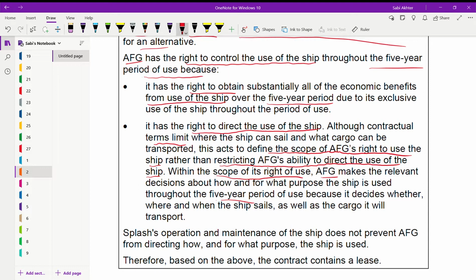So Splash's operation and maintenance of the ship does not prevent AFG from directing how and for what purpose the ship is used. Even though they operate and maintain the ship, it cannot prevent AFG from directing how and for what purpose the ship should be used. Therefore, based on the above, the contract contains a lease. So this is a lease. Next.